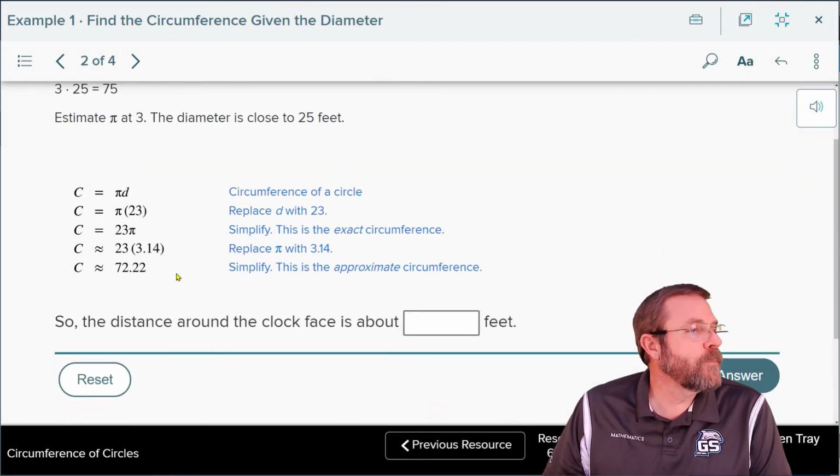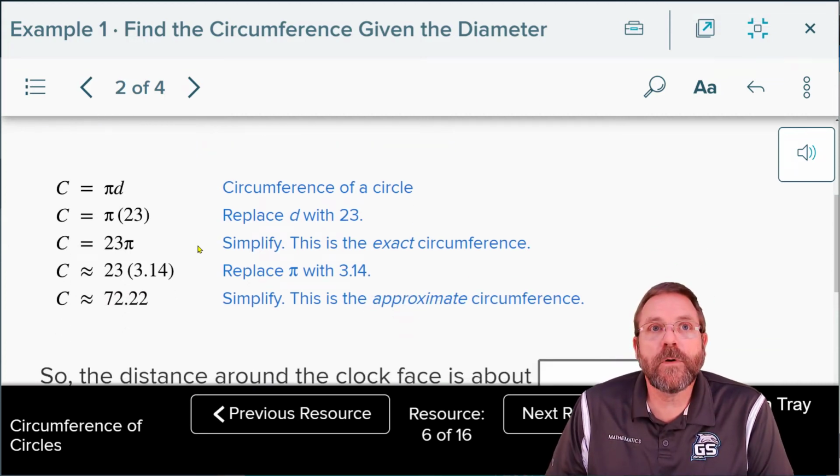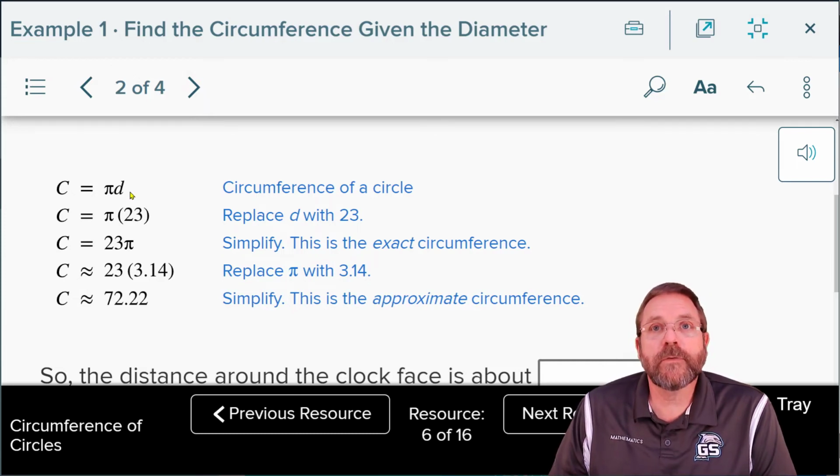Moving down from here, you can see the original problem. They use the formula first. You have to write the formula. It's the first thing on every problem of your homework. So circumference is equal to pi times diameter. You could also use 2 pi radius if they gave you that instead of the diameter.